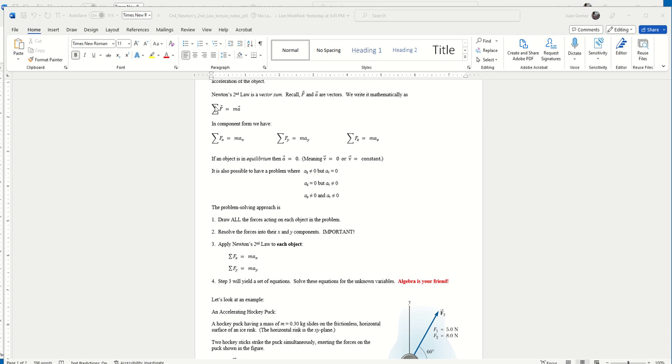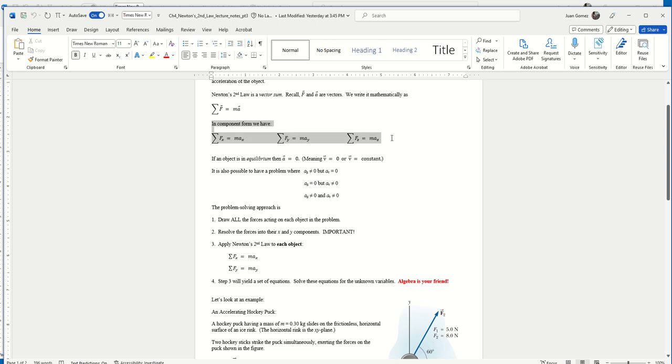Okay, so going back. Remember, Newton's second law in component form, from the previous lecture notes. We don't need the z, but the sum of the forces in the x direction equals the mass times the acceleration in the x direction. The sum of the forces in the y direction equals the mass times the acceleration in the y direction. So we're going to apply the x equation to m1 and then the y equation to m2.